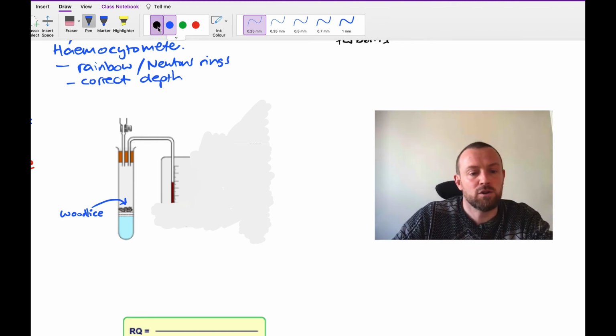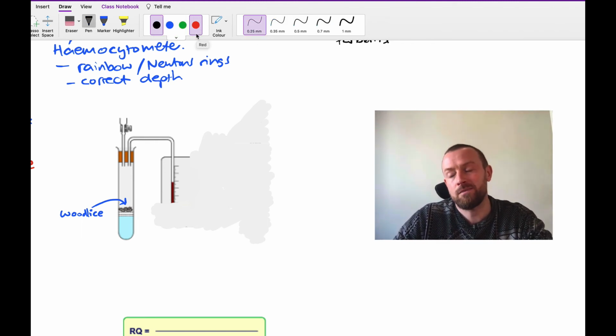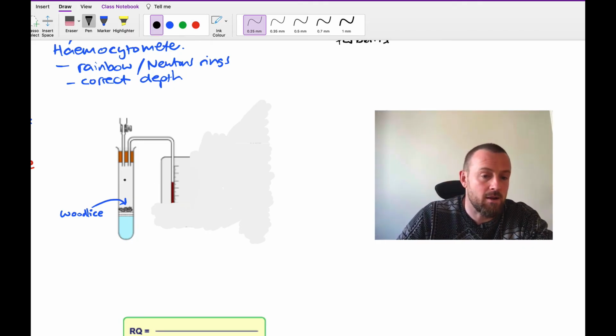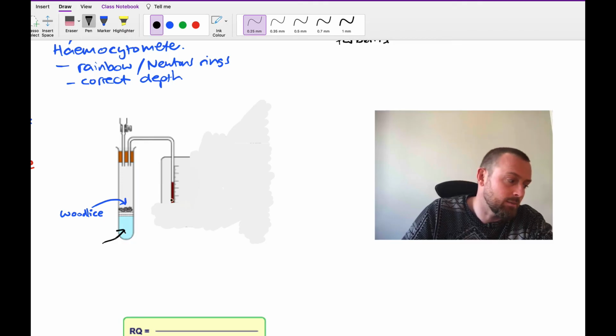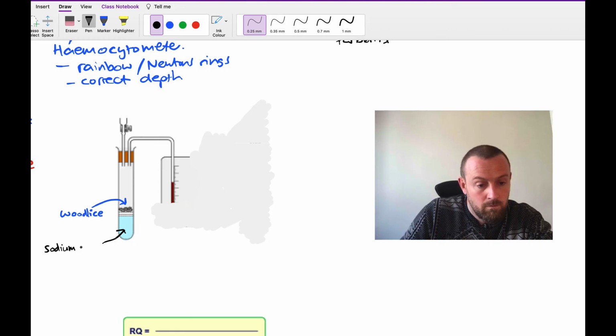So you might think that if they're respiring, they're taking in oxygen and giving out carbon dioxide at the same rate, then there would be no change in the volume of the air in this tube. Well, we can tweak the system so that we can measure changes in gases. And what we do is we put here, again, you can label these things, sodium hydroxide solution. Now what this does is it absorbs CO2.